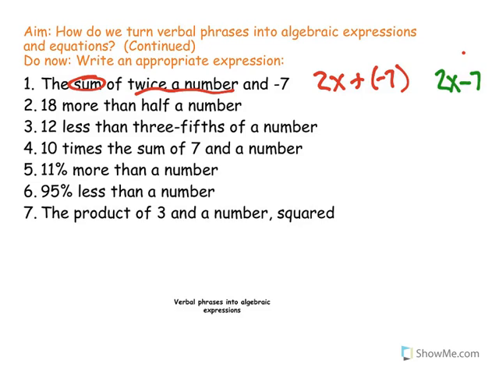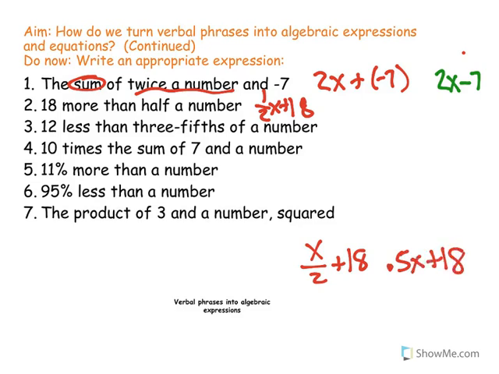For the second one, 18 more than half a number. One way we can do it is half x plus 18. And of course, we can represent the half x as x halves, which we talked about in the last lesson. We can also use a decimal representation, right? We could say 5/10 x plus 18. All different ways of representing the same expression.